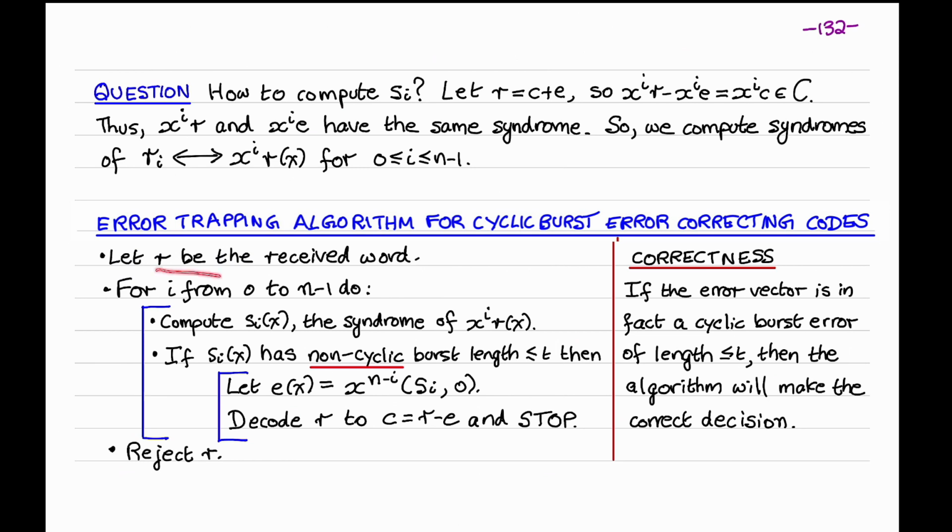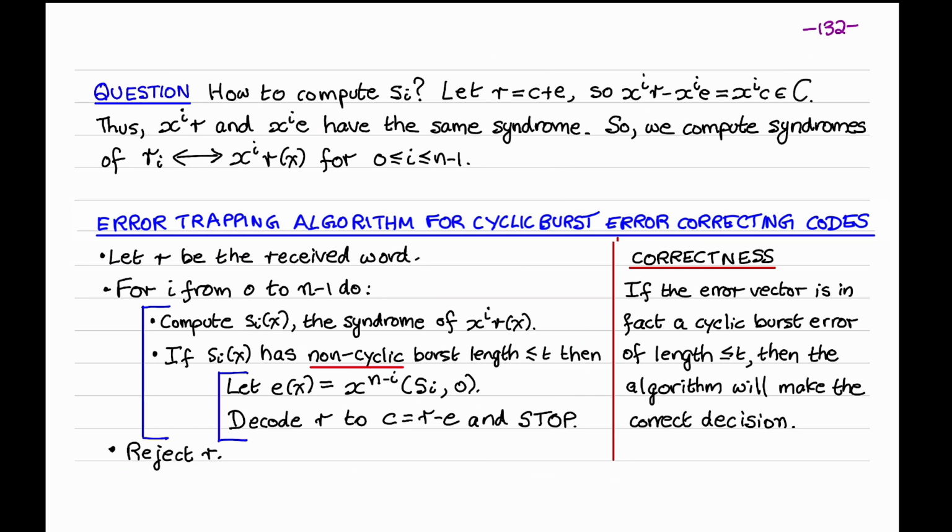Let R be the received word. We'll denote by S_i the syndrome of the ith cyclic shift of R. For i from 0 to n minus 1, we'll compute S_i. If S_i has non-cyclic burst length at most t, then we'll let E(x) be the polynomial you get by shifting this vector n minus i positions to the right, and we'll decode R to R minus E and stop. If no such syndrome S_i is found, then we reject R and conclude that error correction is not possible.